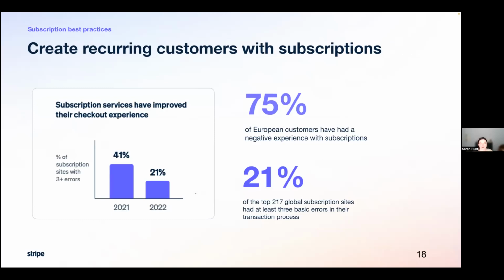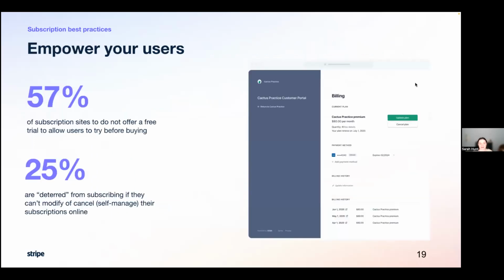So as you can see on the stats on screen, subscription services need improved checkout experiences, with 75% of European customers previously having had a negative experience with subscriptions. When we look back at that top 217 global subscription sites, 21% had at least 3 basic errors in their transaction process. So while we've definitely seen a huge uptick in subscriptions, there's definitely still room for improvement in this area. So I think when you are talking about subscriptions, what you really want to do is empower your users.